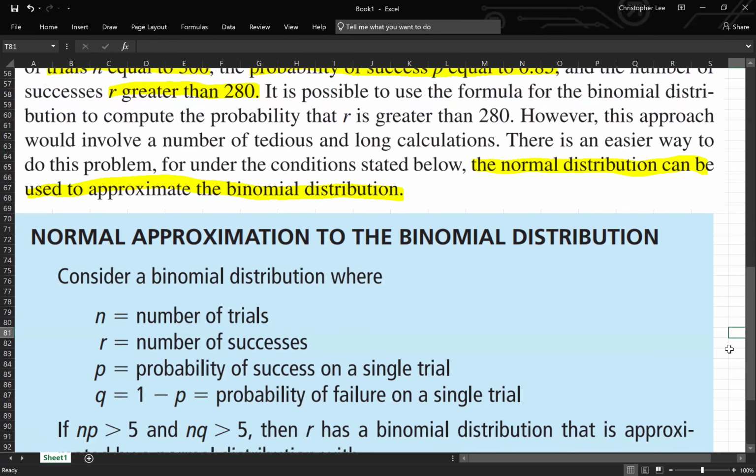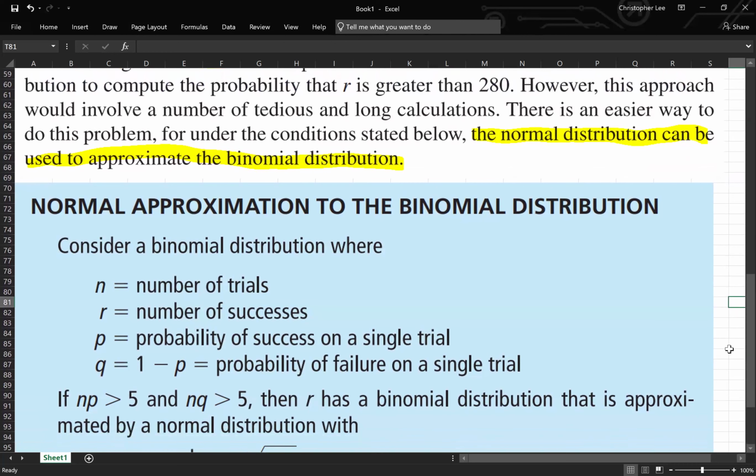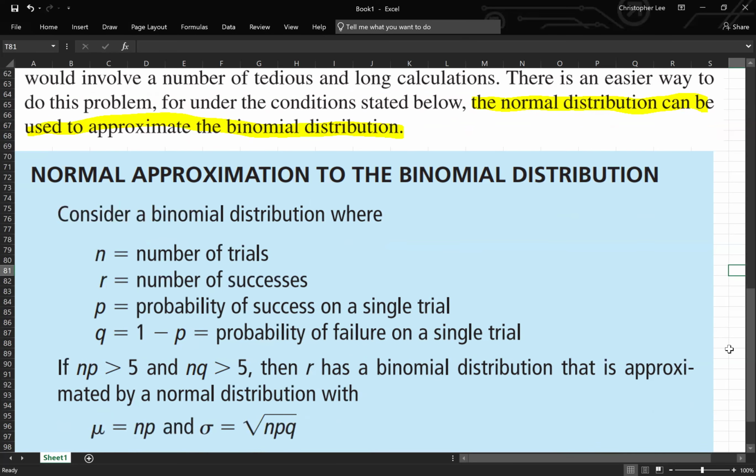So look, normal approximation to the binomial distribution. Consider a binomial distribution where n is your number of trials, r is your number of successes, p is your probability of success on a single trial, and q is your probability of failure on a single trial. Remember, q is always 1 minus p. That hasn't changed. This is something new right here. We have to remember this one.